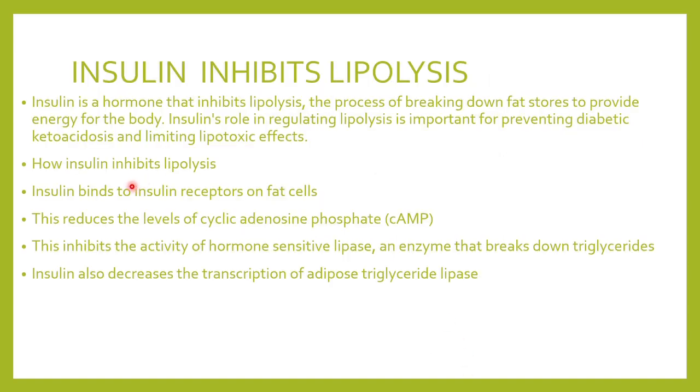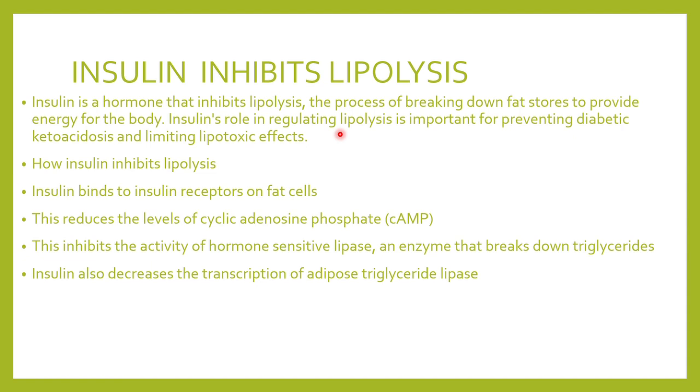So insulin has an opposite effect. Insulin will inhibit lipolysis. So insulin is a hormone which will inhibit the breakdown of fat to provide energy for the body. So insulin's role in regulating lipolysis is important for preventing diabetic ketoacidosis, and also to prevent the lipotoxic effects of these lipids.